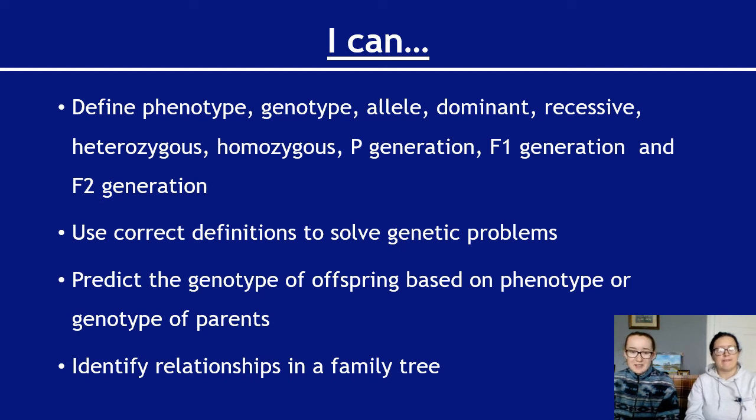You need to be able to predict the genotype of offspring based on phenotype or genotype of parents. So basically be able to do a monohybrid cross to say this is the chances of them having these babies. And you need to be able to identify relationships in family trees. So just along the lines of P, F1, F2, but also know that these people have married each other, these people are the children of these people, are the grandparents of these people.